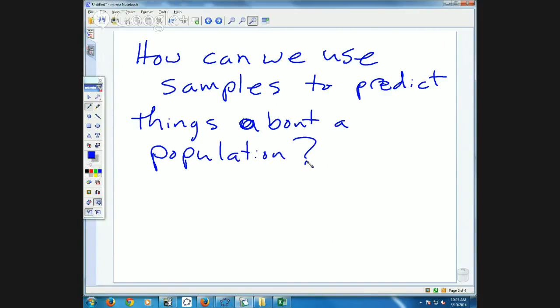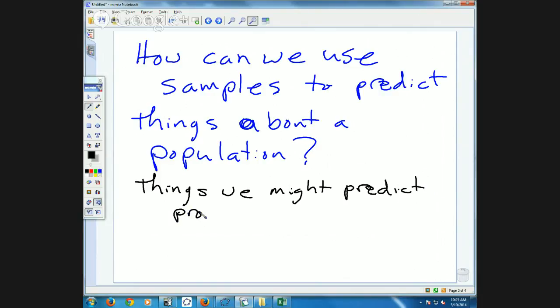And then a question that goes with that is, what kinds of things do we want to predict? So things we might predict is a portion of the population that is female. So here's one example: a proportion.